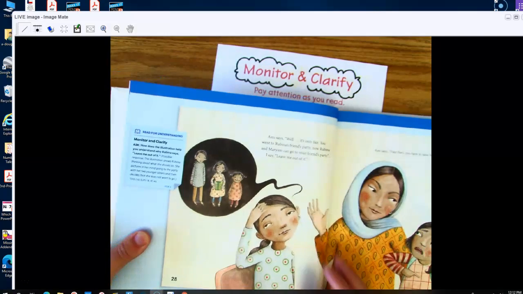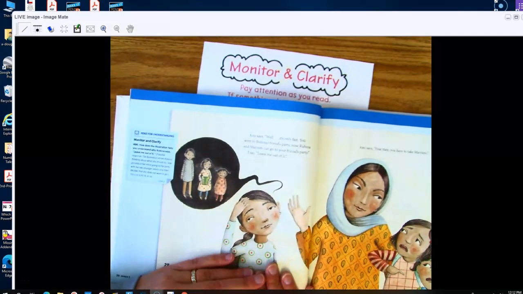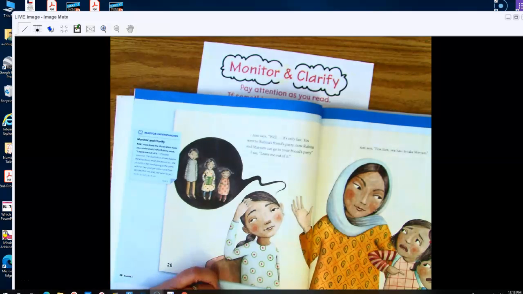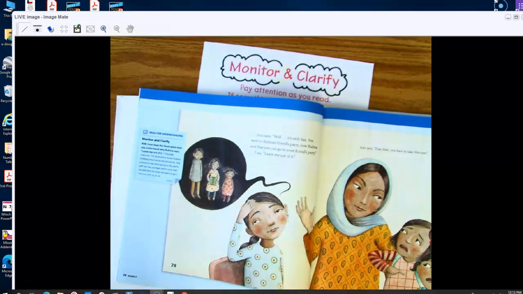Ami says, well, it's only fair. You went to Rubina's friend's party. Now Rubina and Mary Ann can go to your friend's party. I say leave me out of it. Ami says, fine then. You have to take Mary Ann.